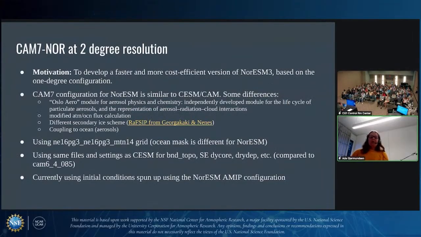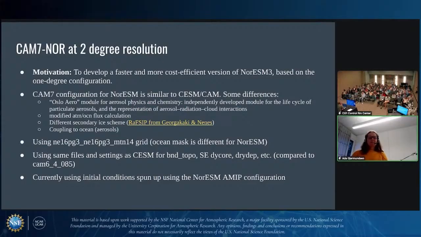So now we want to have a 2 degree horizontal resolution also for NorESM3. So we are using CAM7. The main motivation is then to develop a faster and more cost-efficient version of NorESM3 based on the 1 degree configuration, so we want it as similar as possible. We also aim to tune the 1 degree resolution version of NorESM using results from the 2 degree resolution.